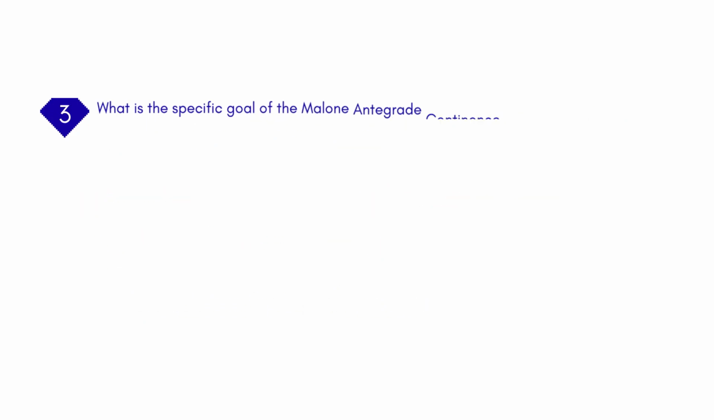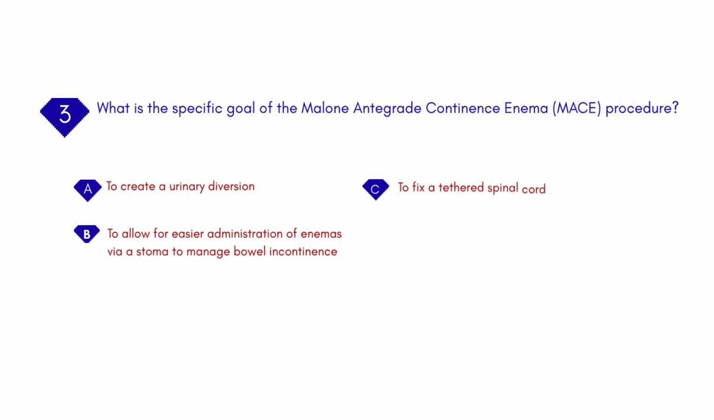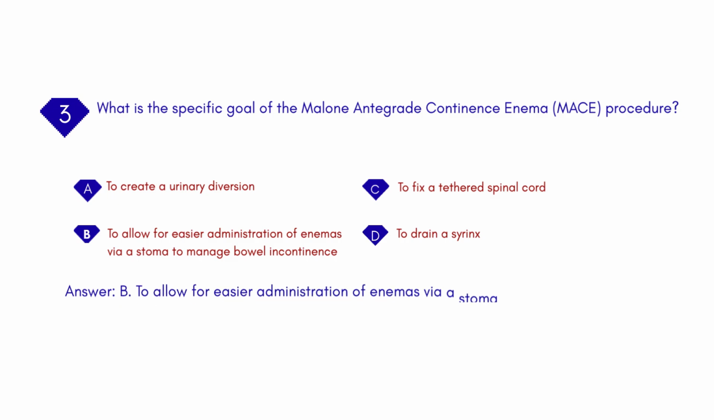What is the specific goal of the Malone antegrade continence enema (MACE) procedure? A. To create a urinary diversion. B. To allow for easier administration of enemas via a stoma to manage bowel incontinence. C. To fix a tethered spinal cord. D. To drain a syrinx. Answer: B. To allow for easier administration of enemas via a stoma to manage bowel incontinence.